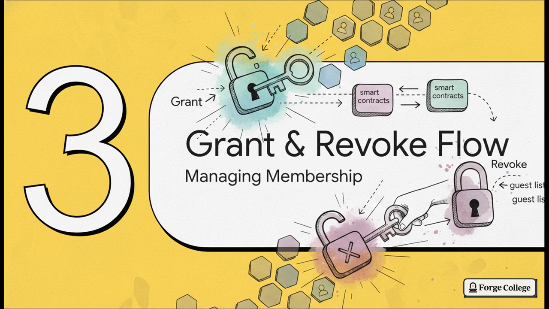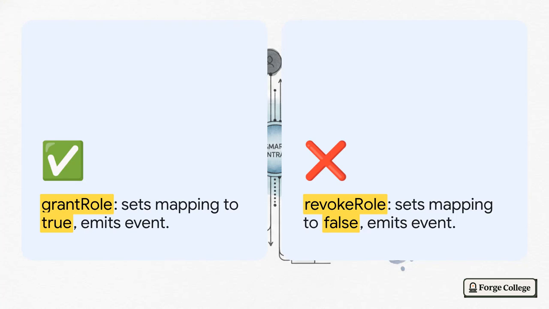So let's look at Section 3, the grant and revoke workflows. To flip those switches in our storage mapping, we build two mutating functions, which are strictly controlled by an administrative role. grantRole and revokeRole are the exact inverse of each other. Just picture them as physical on and off toggle switches. But here's the kicker. They don't just change the state to true or false. They also emit events, RoleGranted and RoleRevoked.